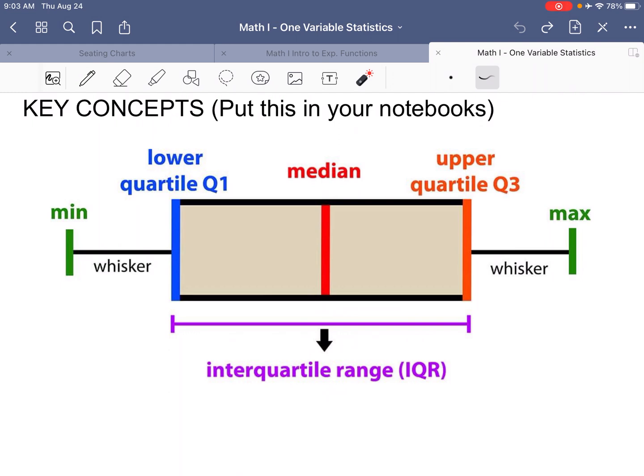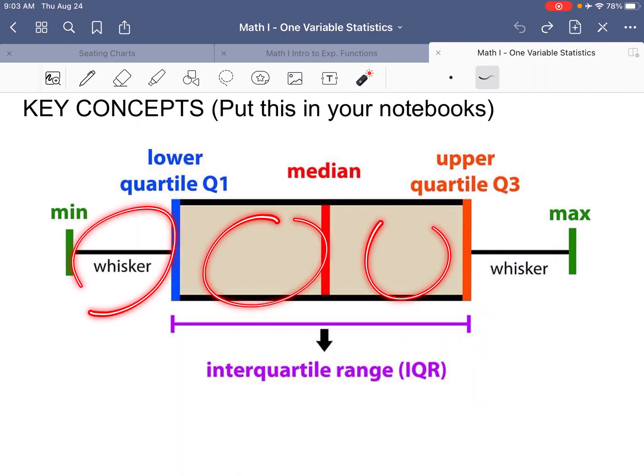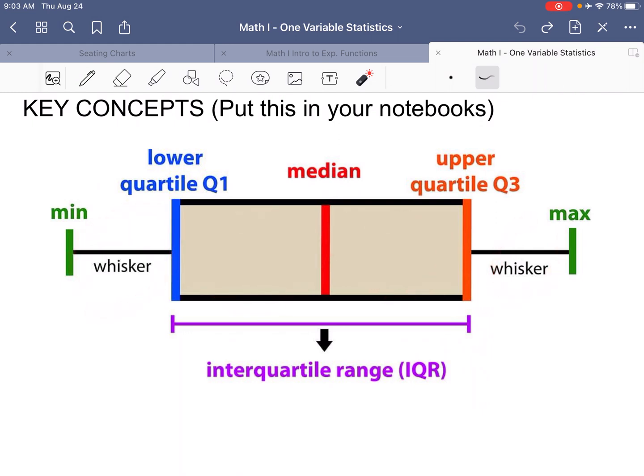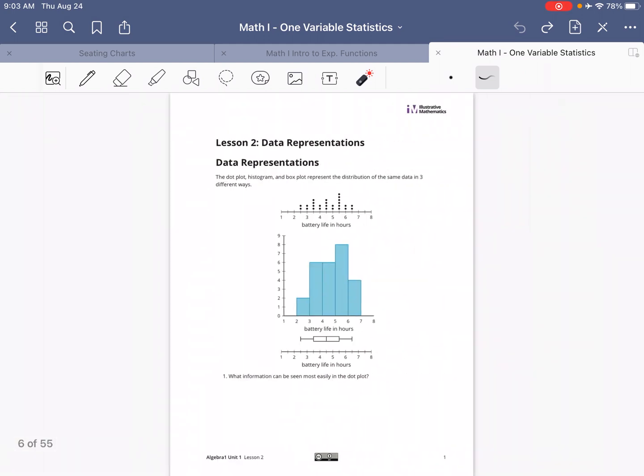So if you were to write out all of the numbers that represent battery life in order, and you find the exact middle number on that list, that's what your median is. And then the lower quartile is the median of the bottom half of your data, and the upper quartile, Q3, is the middle number of your upper half of data. So it divides your data into quarters. We'll talk a lot more about box plots. It's not super important that you need to know all the details.